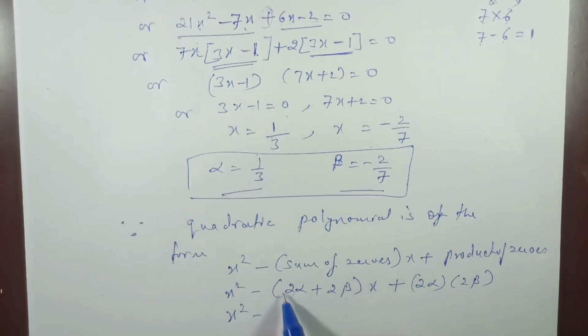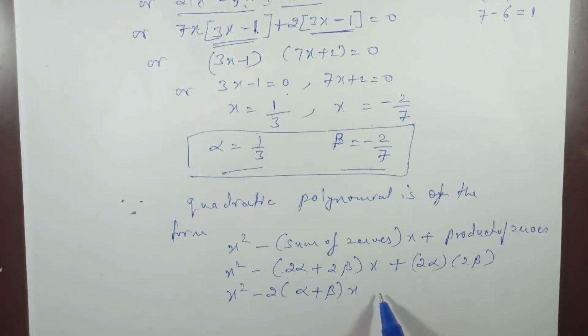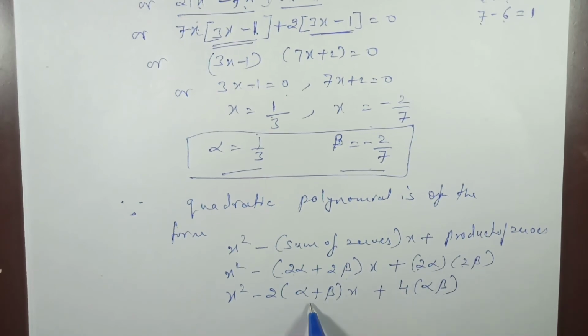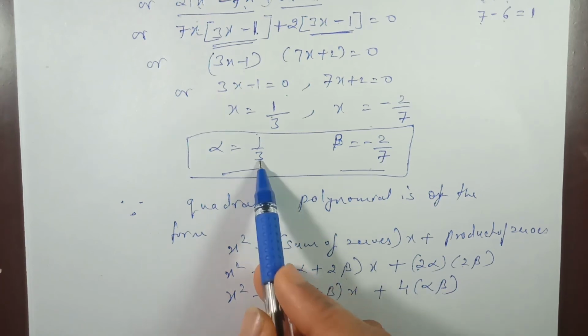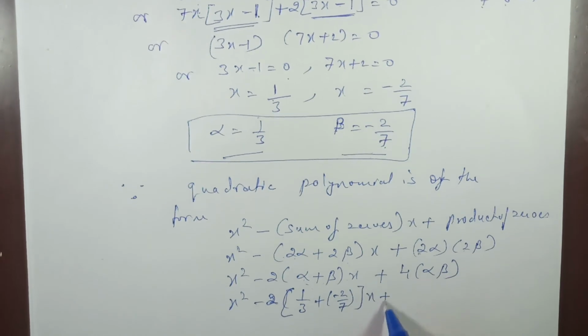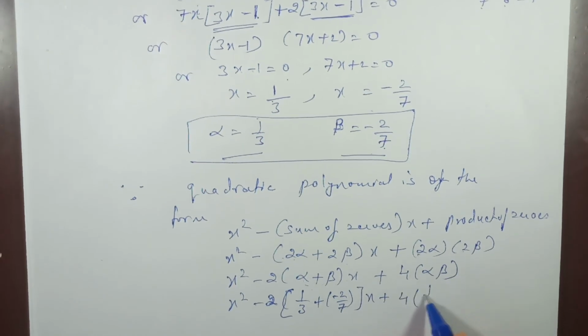We can take 2 as common from it, so this will give 2 into alpha plus beta into x plus 2 into 2, 4 alpha into beta. So we get alpha plus beta and alpha into beta. Now in place of alpha and beta we can substitute these two values, and after calculation we'll get the required polynomial. Alpha we have 1 upon 3, beta we have minus 2 by 7, let us change the bracket, plus 4, again alpha we have 1 upon 3 and beta we have minus 2 by 7.